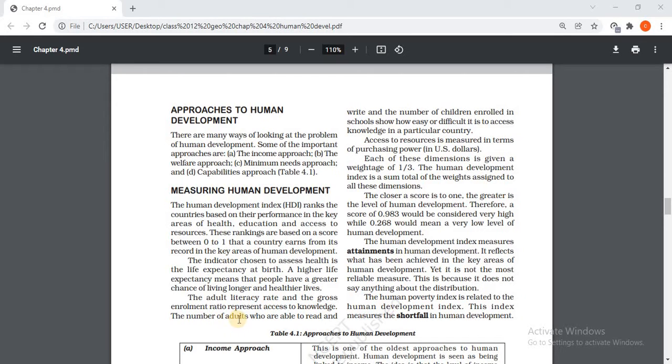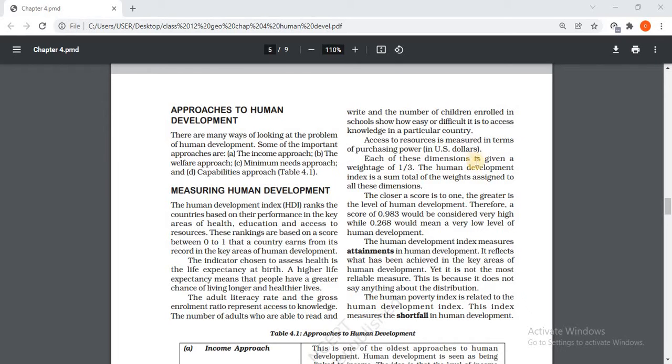The number of adults who are able to read and write and the number of children enrolled in school show how easy or difficult it is to access knowledge in a particular country. Access to resources is measured in terms of purchasing power in US dollars.